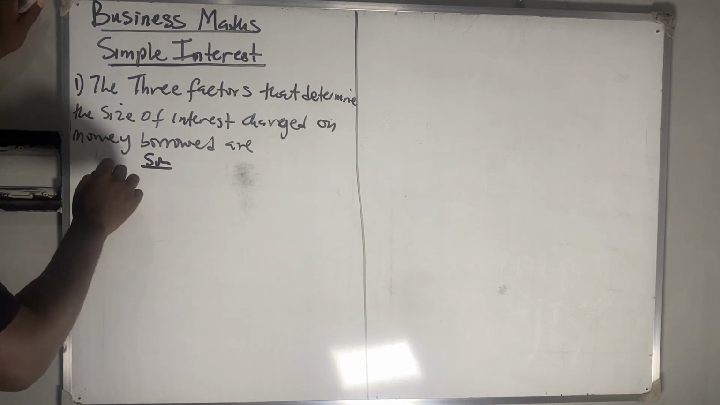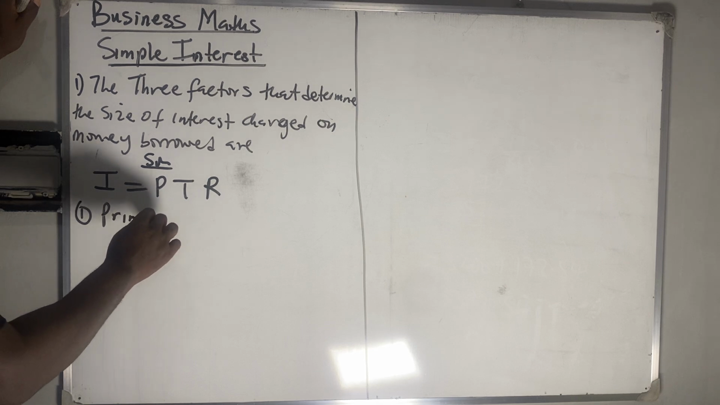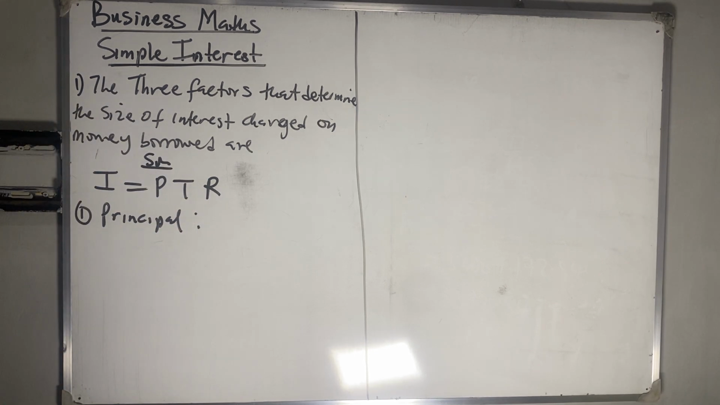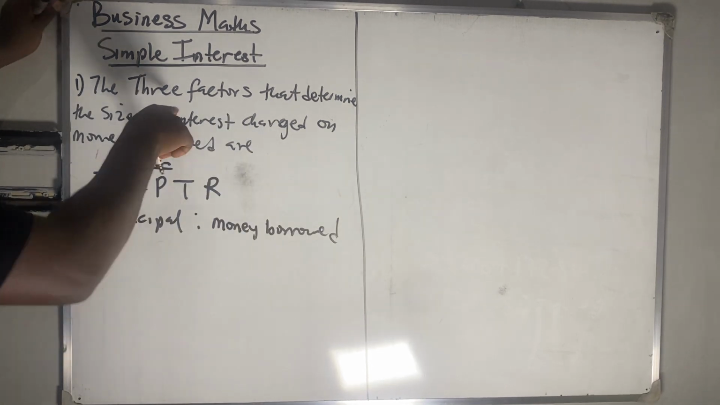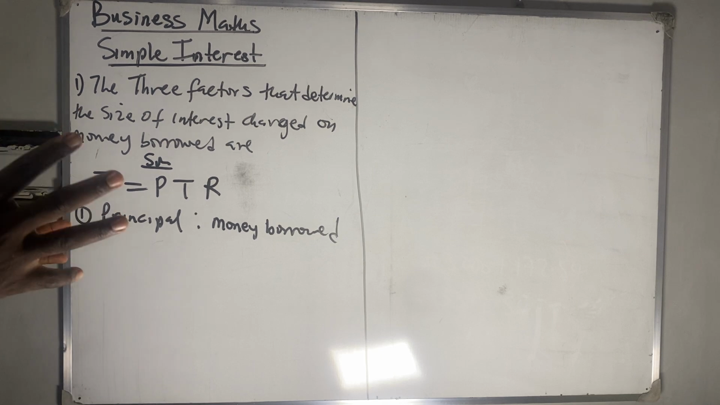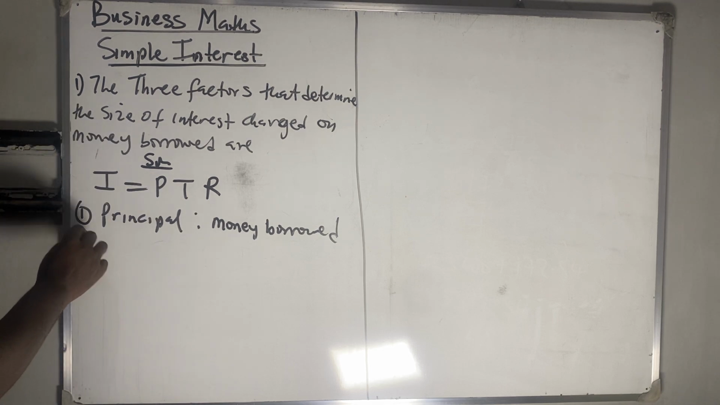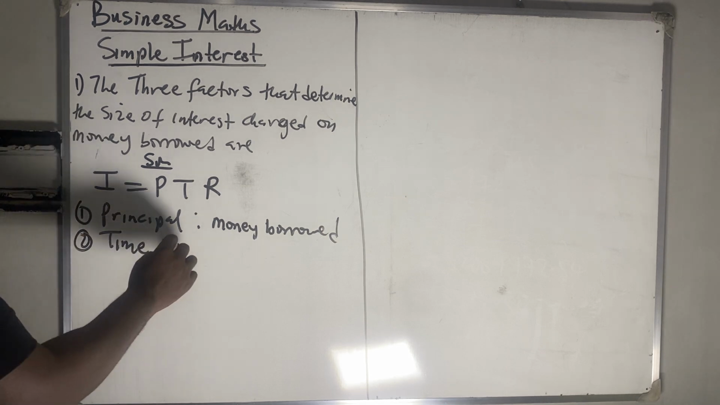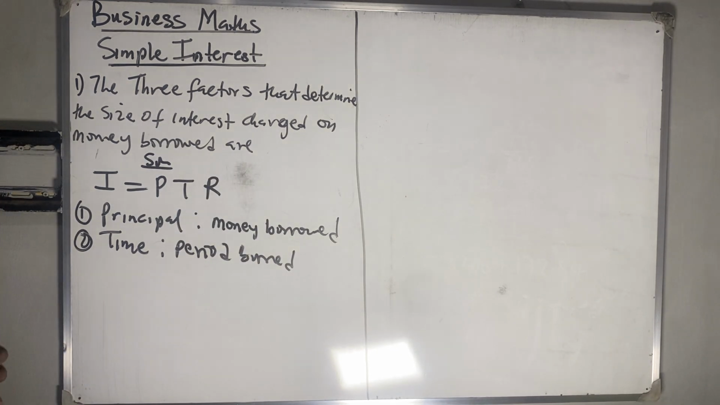So solution: if you know the formula of interest, you see that interest is PTR. So the first factor is the principal, that is the money that is borrowed. It is a factor that will affect the interest. If the person borrows a huge amount of money, that means the interest is going to be huge. If the person borrows a small amount of money, the interest is going to be small. Now the next one is the time, the period he borrowed the money. If he's going to pay back this money in 10 years, it will be bigger than if he's going to pay it in 5 years. So the period which the money is going to last with him affects the interest he's going to pay. So it is a factor.